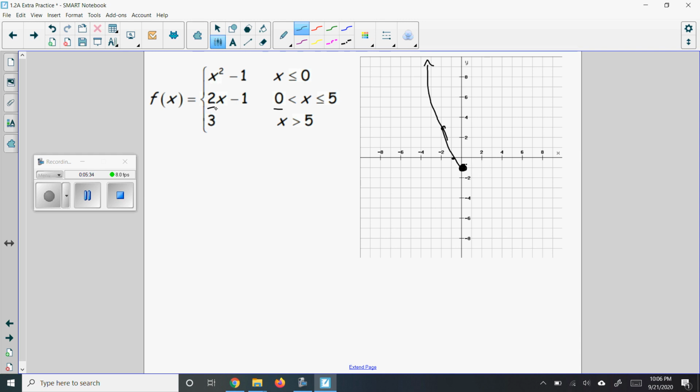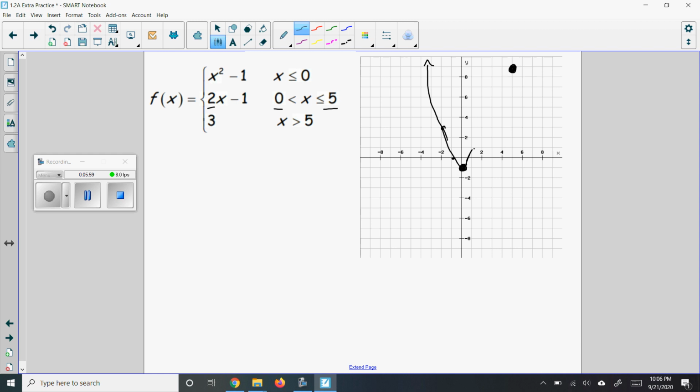And this is a line with a slope of 2. So I'm going to go up 2 and right 1, up 2 and right 1, up 2 and right 1, all the way up until x is 5. Up 2 and right 1, up 2 and right 1. And so this is going to be a closed circle. When x is 5, this gives me 9.